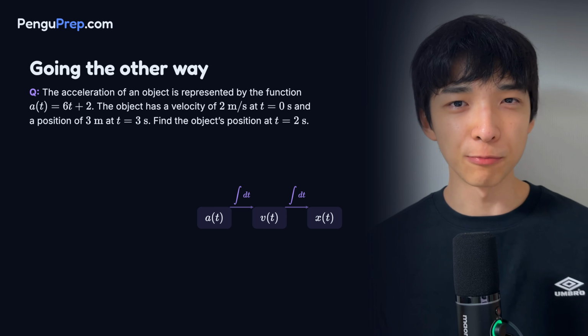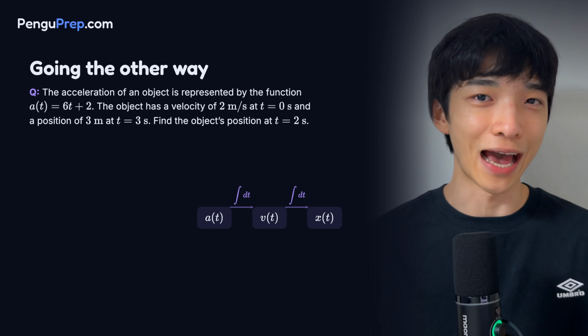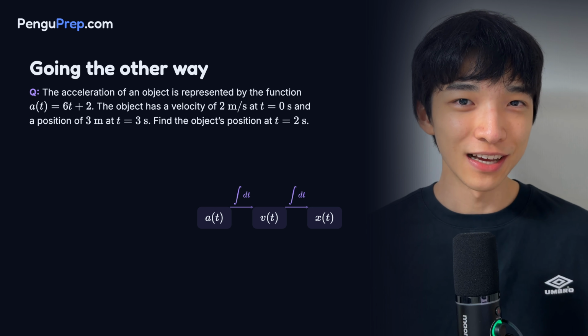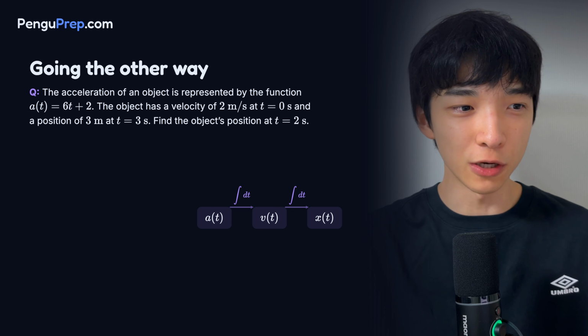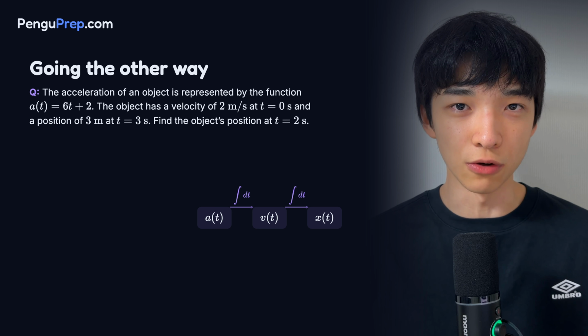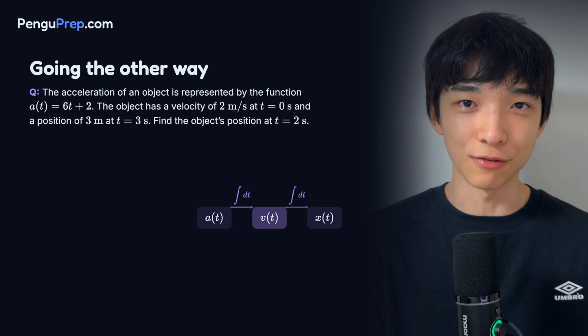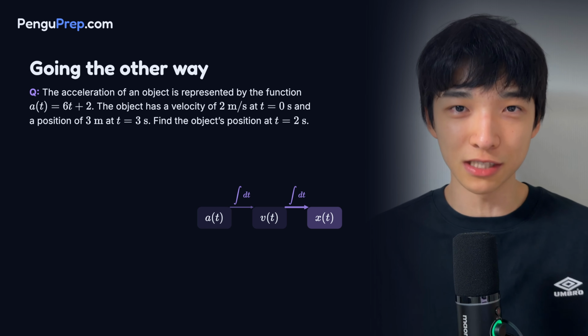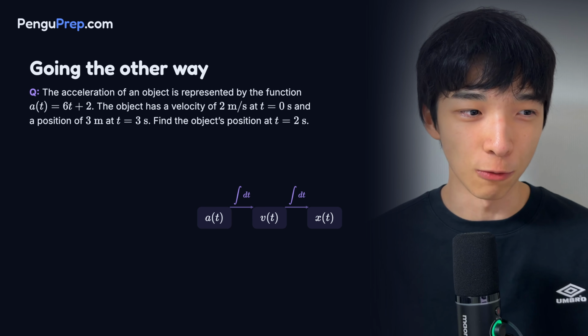Done? Well, how can we approach it? To find the position at t equals 2 seconds, it would be so great if we had a position function, wouldn't it? Right, so how do we find the position function? We have to integrate a velocity function, but we're not given a velocity function here. So what do we do? Oh, well, we're given an acceleration function, so we can integrate that to get the velocity function. Then we'll integrate that to get the position function, and then we'll plug in t equals 2 to get the solution. And that's exactly what we'll do here.